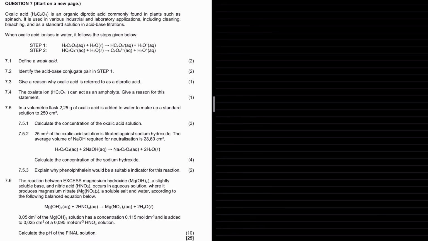Moving on, 7.5.2, 25 cm cubed of the oxalic acid solution is titrated against sodium hydroxide. The average volume of NaOH required for neutralization is 28.6 cm cubed. Calculate the concentration of the sodium hydroxide. So here we can use a formula for titrations. CAVA over CBVB is equal to NA over NB. Now, we worked out the concentration of the oxalic acid. It's 0.1. The volume, they tell us here, is 25.